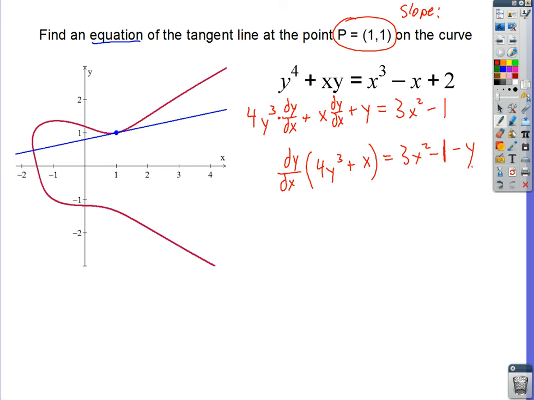And I did all that so I can solve for dy dx by dividing by this junk over here. And when I do that, I get dy dx is equal to 3x squared minus 1 minus y all over 4y cubed plus x. Okay. Now comes the semi-easy part. Now that I found my derivative, that was the hard part. Now I want to go ahead and plug in my point. I want to find dy dx at 1 comma 1.